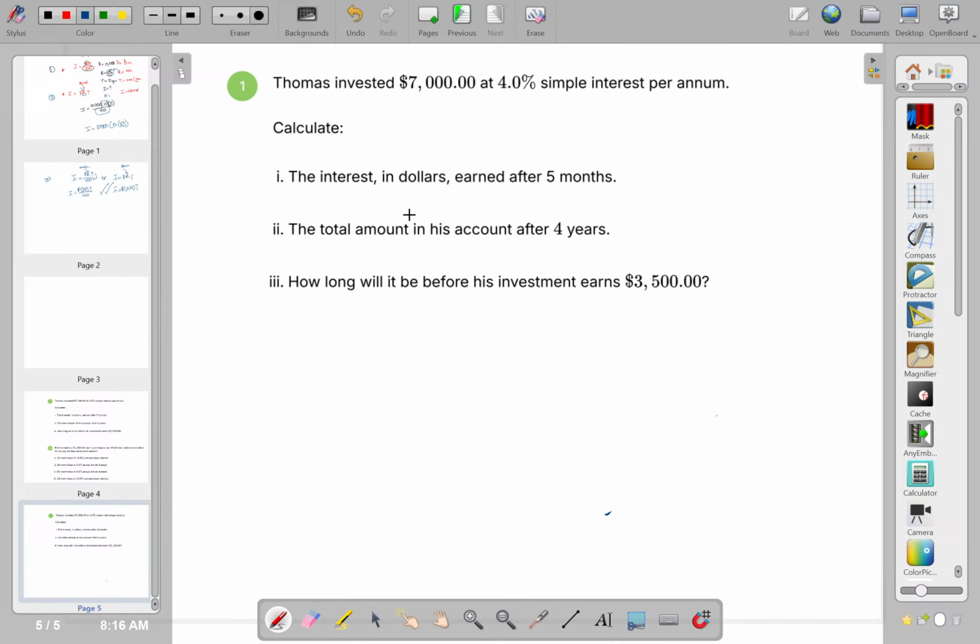The total amount in his account after 4 years. Notice they did not ask me for the interest. They asked me for the total amount in the account. So think about it with me. If Thomas has this amount, he must have that amount later on, but he might have some more on top of it. So the first thing I'm going to do is write back my guide. I equals PRT. I'm going to equal 7,000 times the same 0.04.